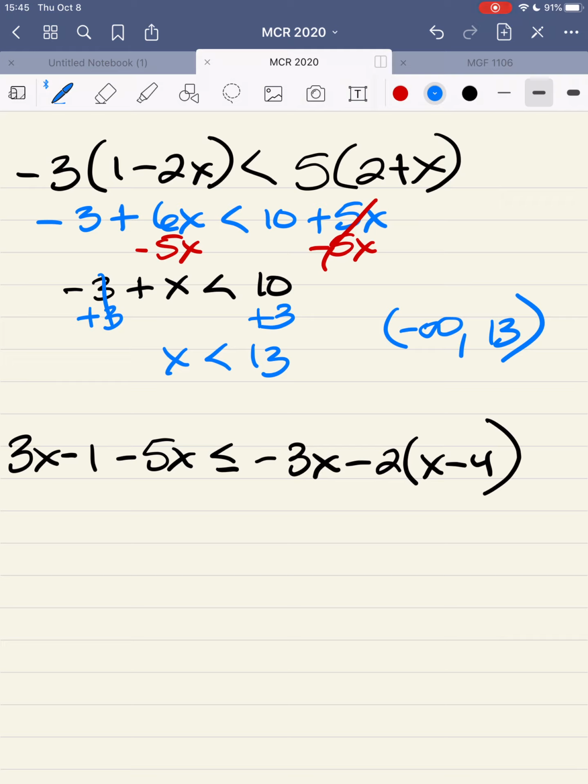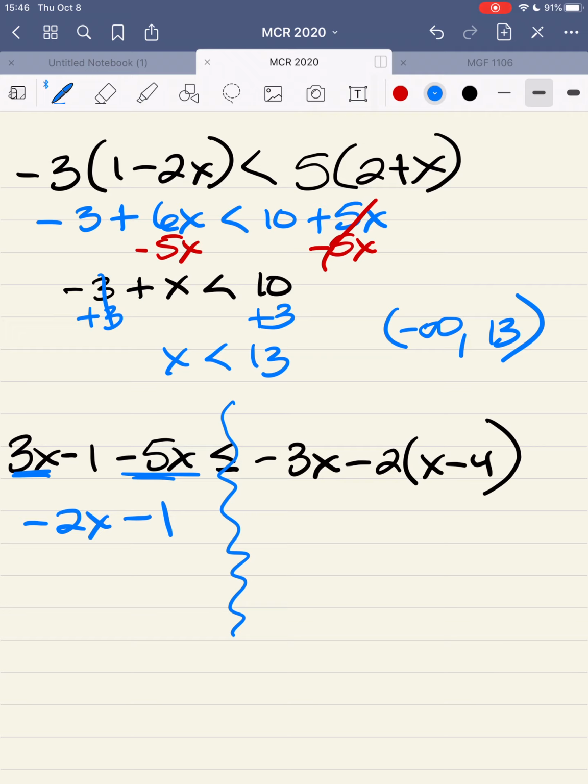Right, last one here. We got a lot of stuff going on here, so it's best to go ahead and look at what goes on either side and work them as separate problems to help retain your focus. Right? So on the left-hand side, I have a 3x and a negative 5x that I can go ahead and combine. When I do that, I get negative 2x. The minus 1 is by himself, and he's just going to stay.